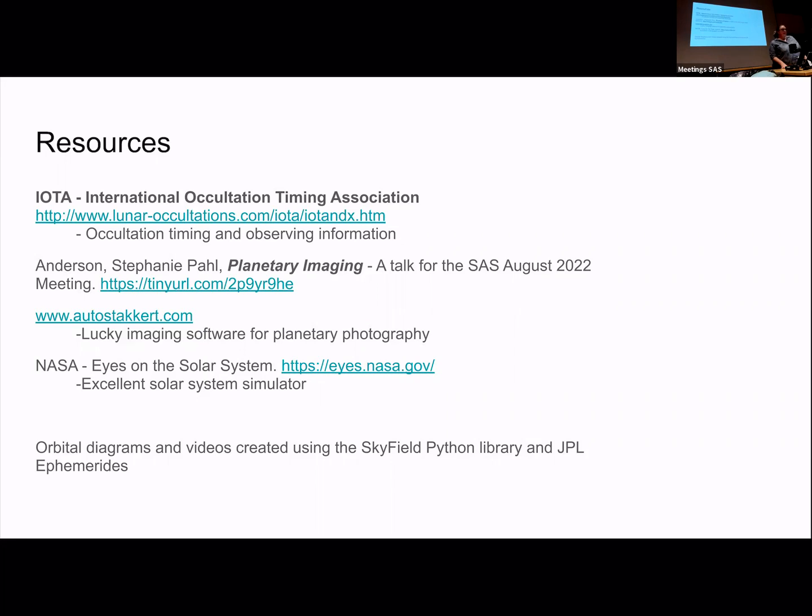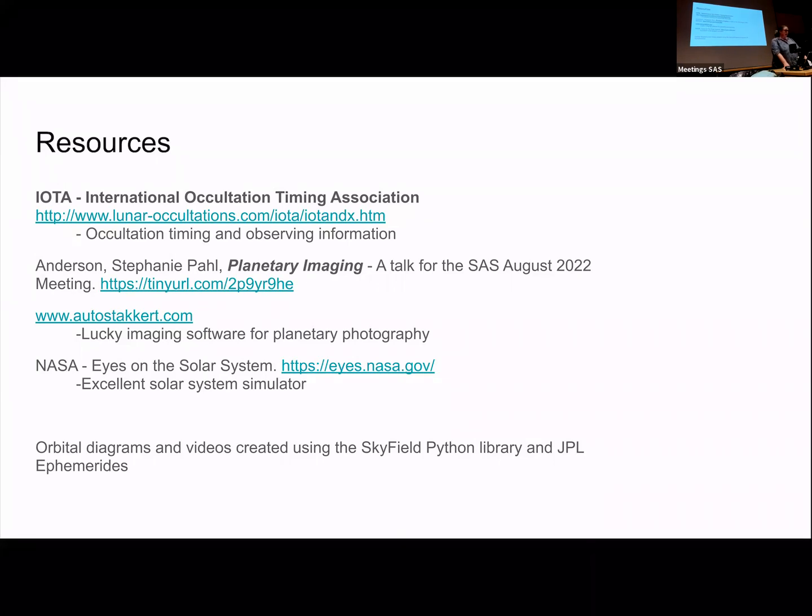I just wanted to put up a slide with some additional resources here. I mentioned IOTA earlier. Also my planetary imaging talk that I gave at Bickerson's back in, I think it was August. And this is a URL to the slides if you would like to see that. That goes more in depth into the planetary imaging part. And then AutoStakkert is that free piece of software that we use to stack the images. It's really straightforward and easy to use.